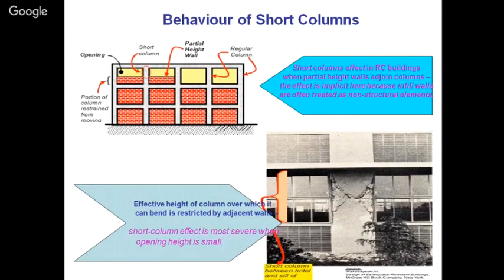These are some of the few types of short column effects in masonry as well as in RCC, which you are required to take care of, because they are going to hit the things. This masonry is going to hit this column at this point, and this is going to have the short column effect.